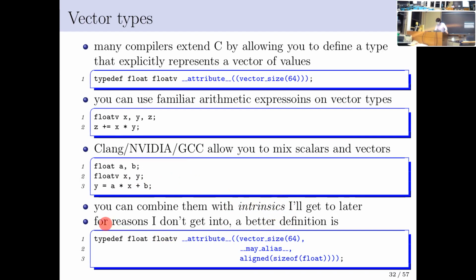Okay. A small point, you don't necessarily have to remember all of this, but in reality, rather than this, you actually need to write something slightly more complex. Not just this vector size 64, you also need to say may_alias and aligned(sizeof(float)). The reason why you need to write this, well, I don't want to get into it. Just remember that this is a formula to introduce a vector type of any underlying type.